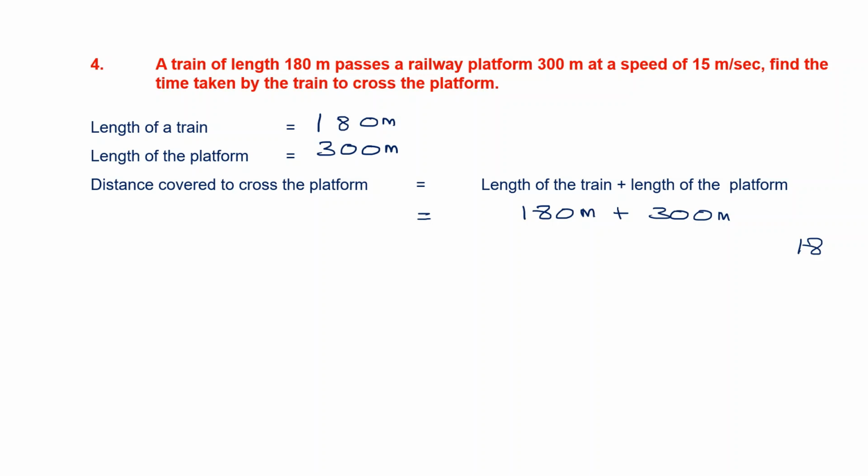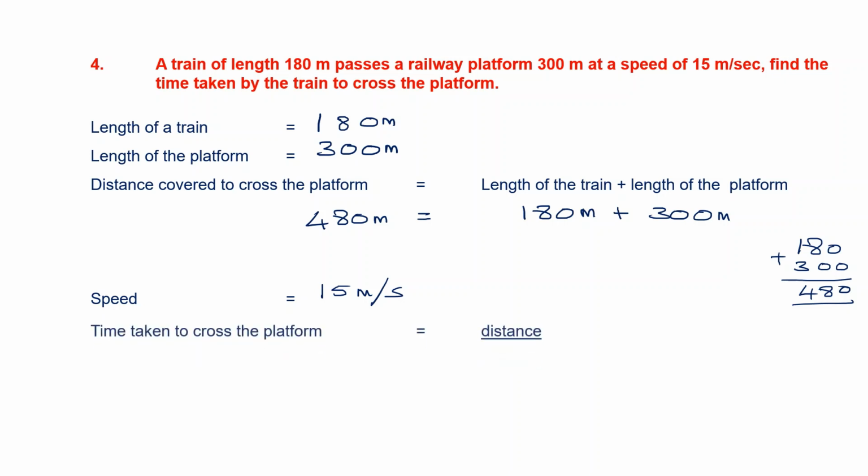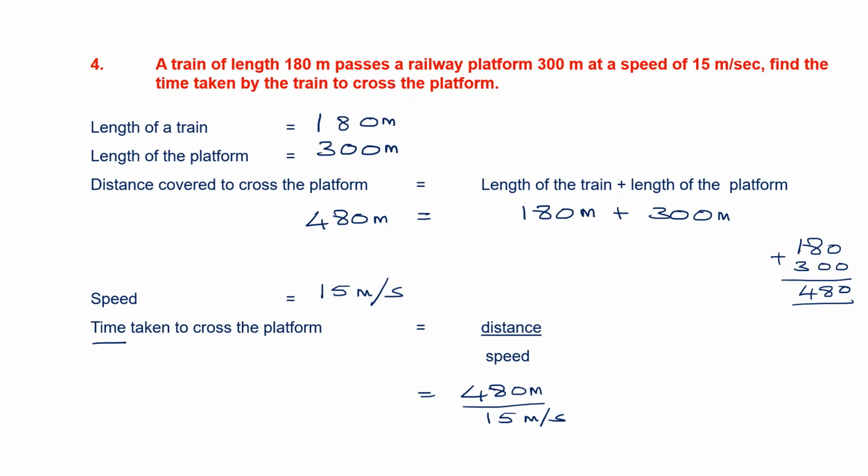So 180 plus 300. 0, 8, 1 plus 3 is 4. So the distance covered is 480 meters. And we also have the speed given to us. The speed given to us is 15 meters per second. Now we have to find the time taken by the train to cross the platform, which is distance by speed. Distance is 480 meters and the speed is 15 meters per second. So the time taken will be in seconds. Let's divide 480 by 15.